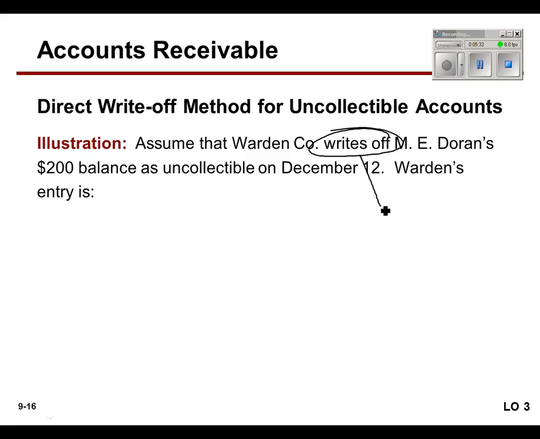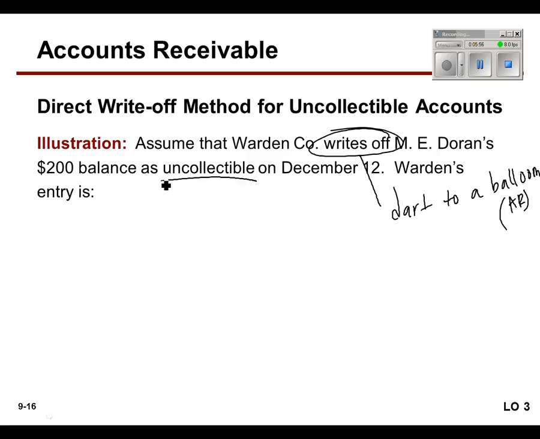The write-off method is one of them. Remember, that is a dart to a balloon. The balloon signifies an AR, and we're going to throw a dart at it. We're writing them off. The balloon is gone. What does the journal entry look like? Let's read it. Assume that Warden Company writes off M.E. Doran's $200 balance as uncollectible.